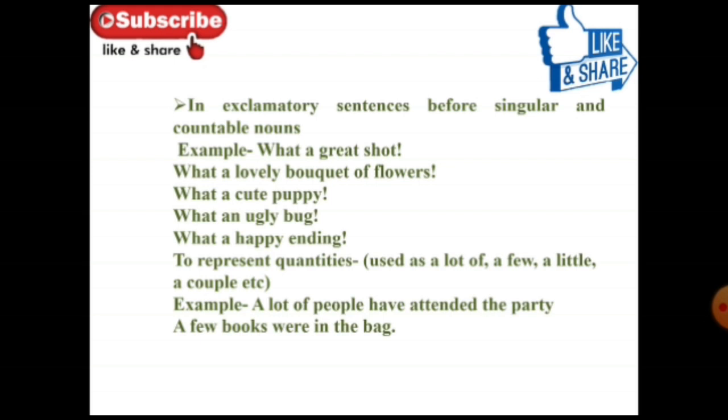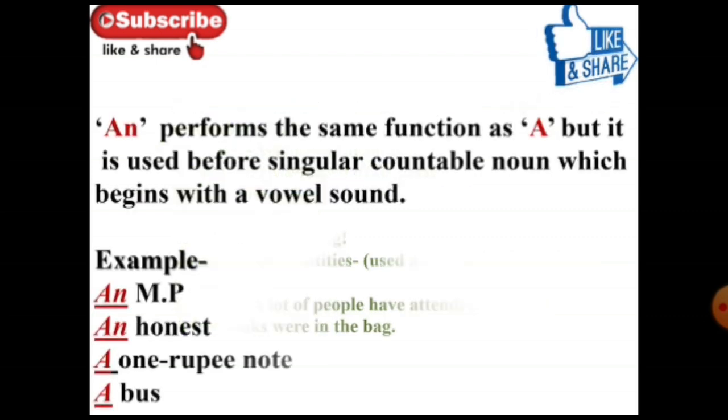In this way, with various quantities like a lot of, a few, a little, a couple, we use a along with them. A few books were lying on the table. A little money was there in the purse.